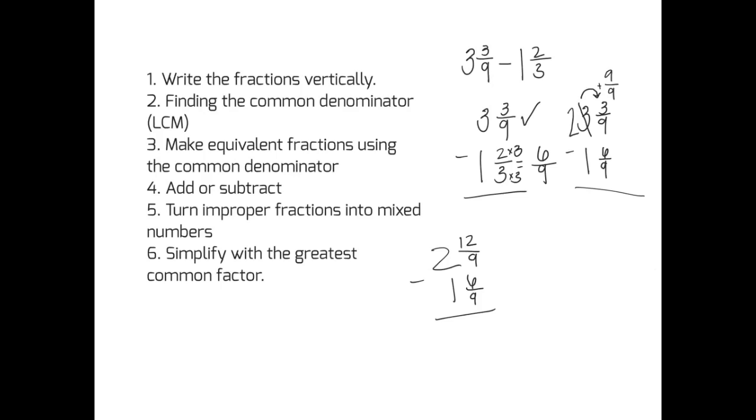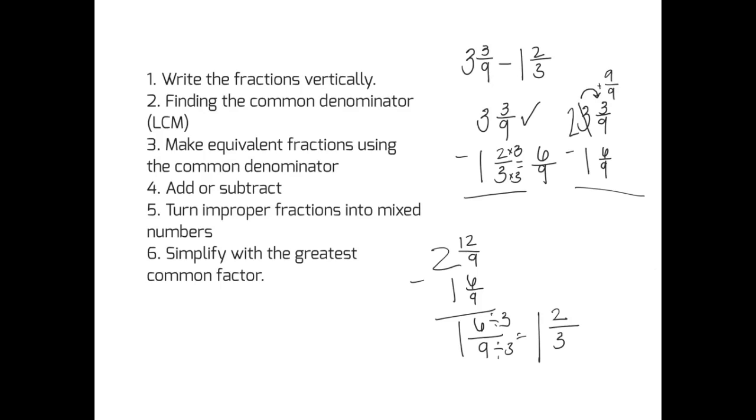Now I can take 6 away from 12. Does that make sense? What's 12 minus 6? 6. The denominator stays the same. 2 minus 1 is 1. I don't have an improper fraction in my fraction place value. So now I can just find the greatest common factor and simplify. What's the greatest common factor for 6 and 9? 3. So I'm going to divide both of those by 3. So I have 1 and 2/3. Very good, 1 and 2/3.